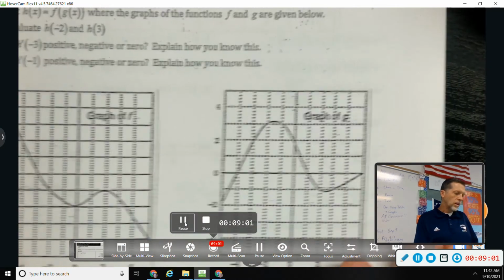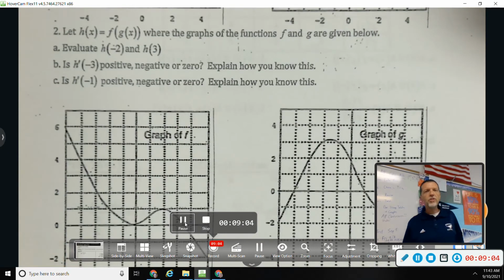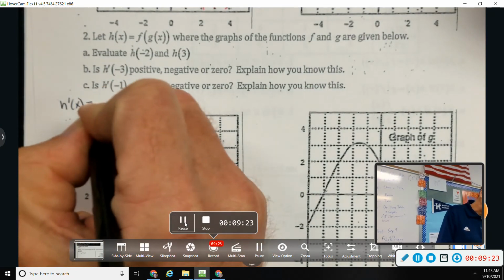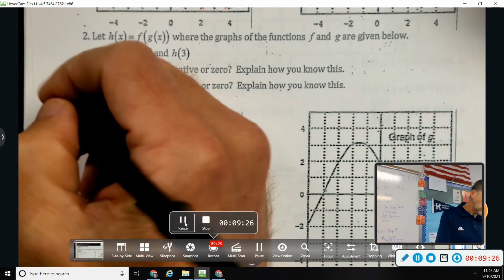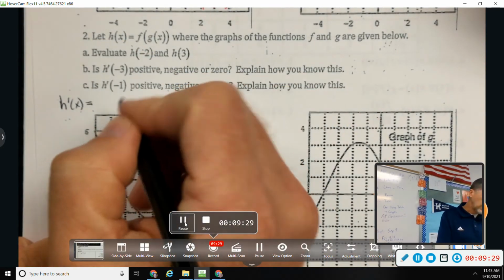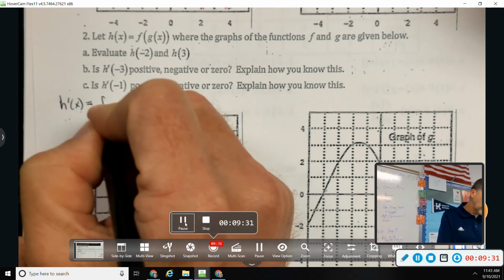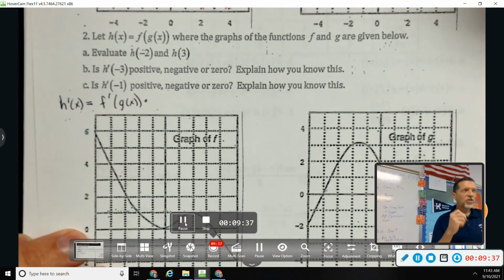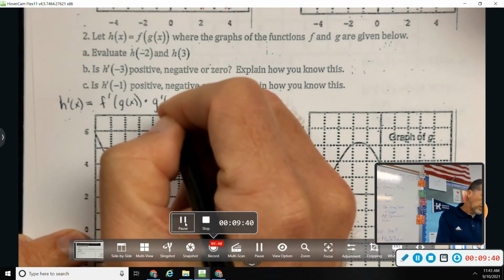Number 2. Let h of x equal f of g of x, where the graphs are given below. By the way, it's the same graph, so you can use some of the same information for f and g. So pay attention. Chain rule. F of g of x is the chain rule. So maybe even before we get started, I'm going to want to write out what h prime is. H prime would be, one layer at a time, outside in, f prime of g of x, and then chain that onto g prime of x.